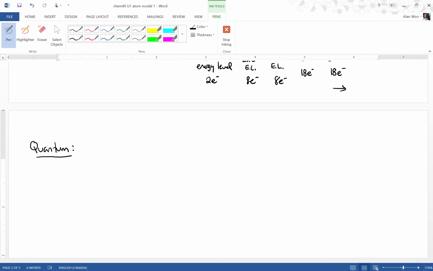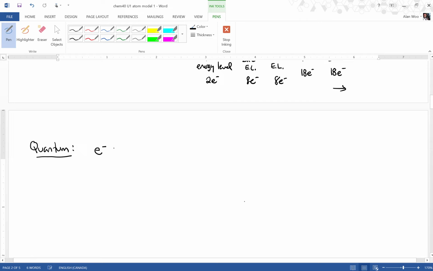Hey Chem Squad, today we're going to look at the quantum chem model for the atom. This particular atom actually has some very complex structure. Okay, so we'll look at exactly how the electrons are positioned first, and then we'll look at how everything else fits in.